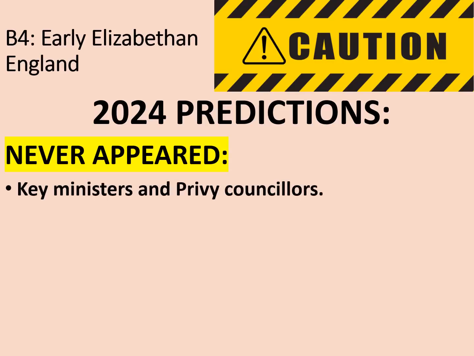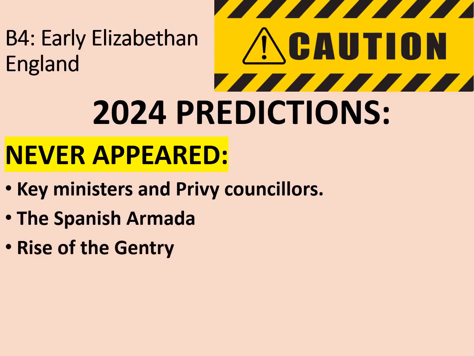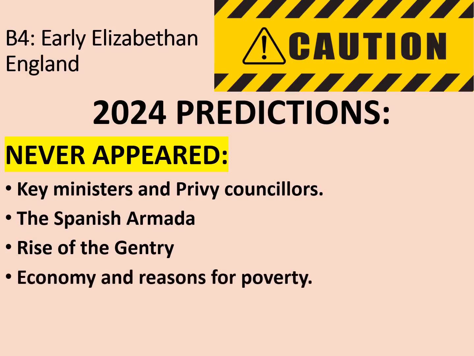Firstly, key ministers and privy councillors. The Spanish Armada. That's perhaps a bit of a surprise. The rise of the gentry within the social structure of Elizabeth's England. The economy and reasons for poverty. Bear in mind that there have been questions on how Elizabethan England dealt with poverty, but not on its causes and background, so that might be a little bit different.